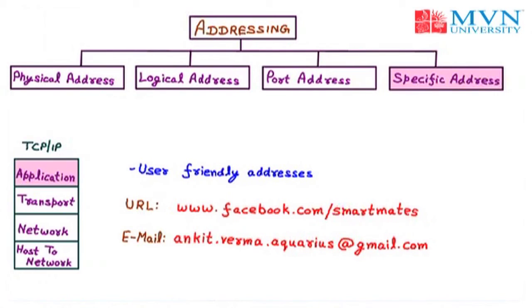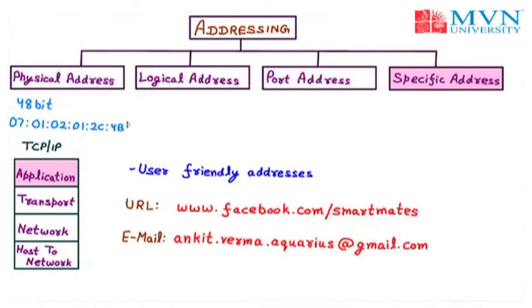Now we have discussed the addressing scheme, in which we have four different addresses. The first one is the physical address, which is imprinted on the network interface card. It is 48 bits, that means 6 bytes. An example of the physical address is 07.01.02.01.2C.4B. That is a 12 hexadecimal digit address. This is the physical address.